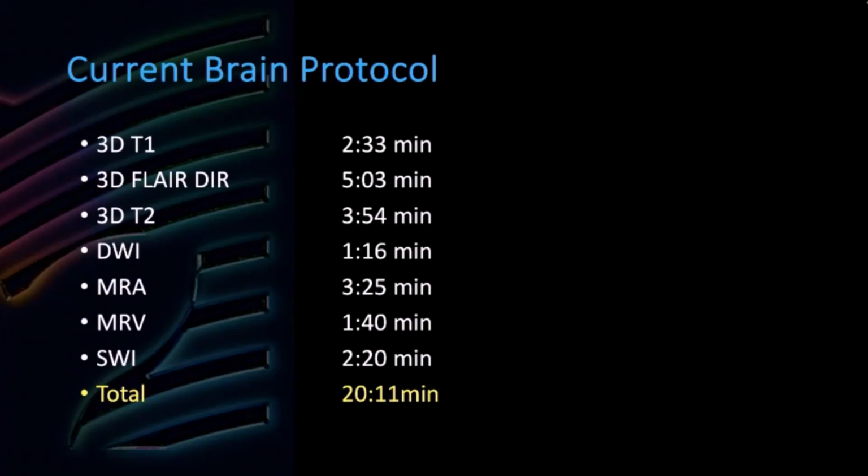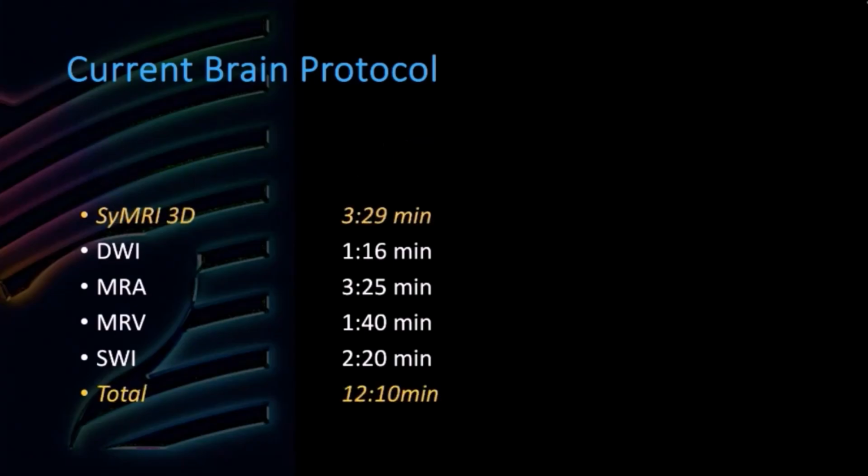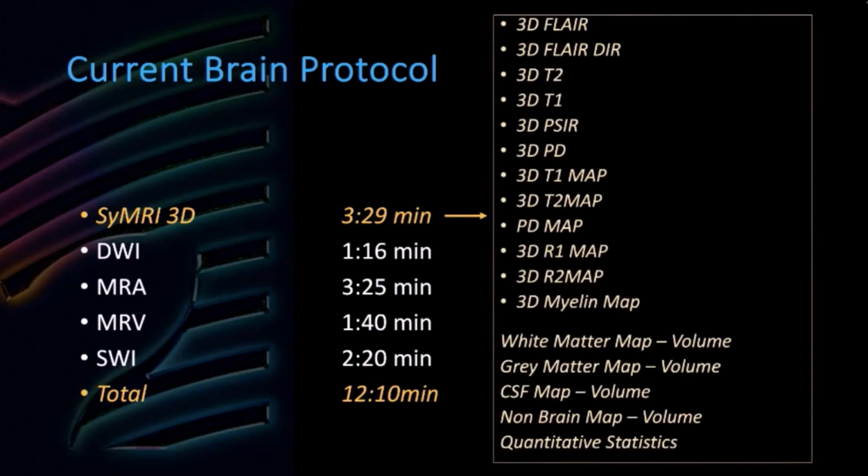We're now going to have another look at our current brain protocol. And if we were to substitute our routine imaging for the 3D, you can see here at 3.5 minutes, the total scan time comes down to 12 minutes. And when we have a look at the amount of data that we actually gain from this for that amount of time, this is now making huge leaps forward in what we're achieving with such a short scan time. All of these are 3D, which means they can be multiplanar reconstructed. It's endless the amount of data you're getting, not only for the outputs of each sequence parameter, but also for the mapping and volumetrics that you're seeing.